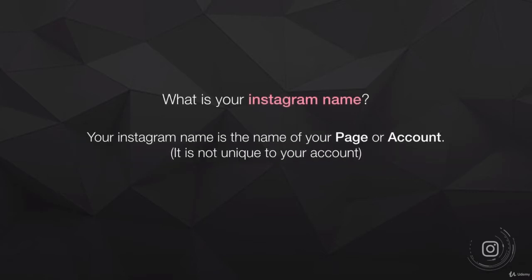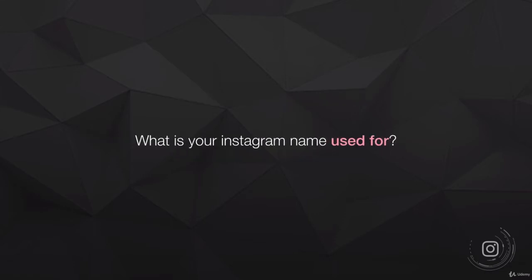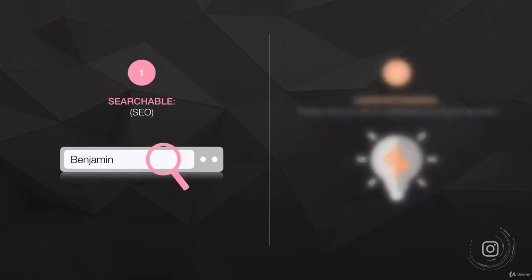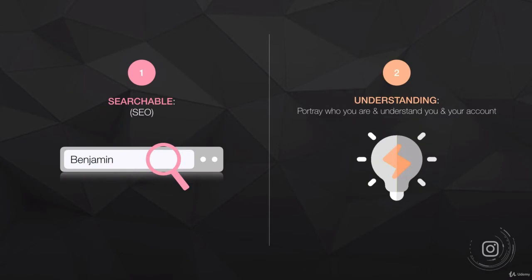So, what is an Instagram name exactly? Your Instagram name is the name of your page or your account, and unlike the handle, it's not unique to your account. So you can share an Instagram name with as many Instagram accounts that want to use your name. So what is it used for? Similar to the handle, the Instagram name is searchable.